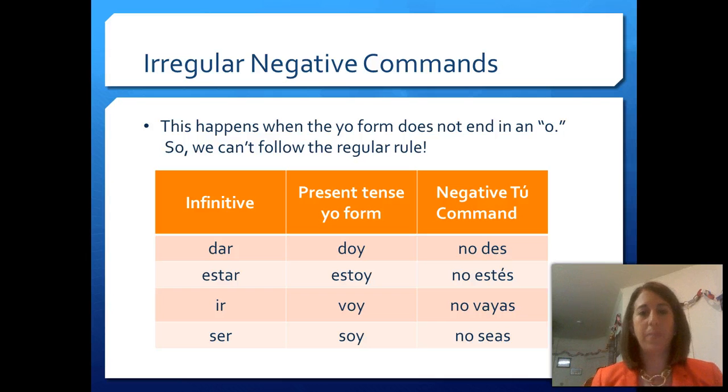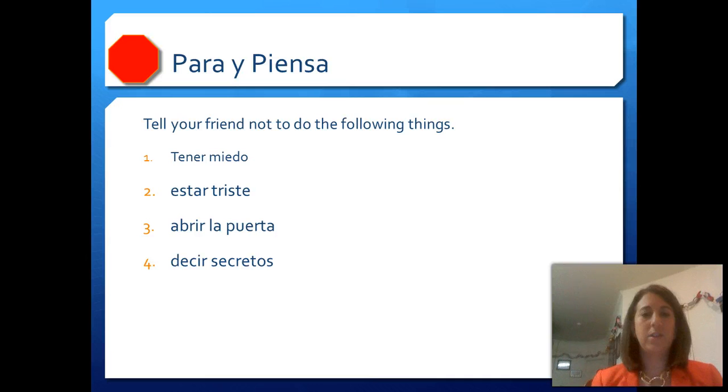So, got it down? Let's practice. Tell your friend not to do the following things: tener miedo, estar triste, abrir la puerta, and decir secretos. Go ahead and hit pause and write these negative commands down now. Okay, let's see how you did.